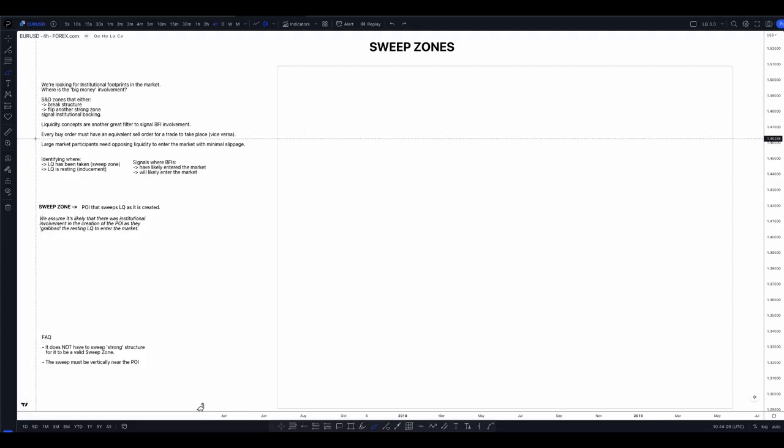So now, just taking a step back to what we talked about in the theory lesson: every buy order must have an equivalent sell order for a trade to take place, okay? Like I said, if you need to buy 10 apples at $2, you need someone selling that minimum amount. Someone needs to be selling at least 10 apples for $2, otherwise there can be no trade taking place. So if you're a large market participant, you're going to need the equal and opposing liquidity to enter the market with minimal slippage. Essentially, if you think about the order book, at every single price level there are going to be orders, supply and demand.